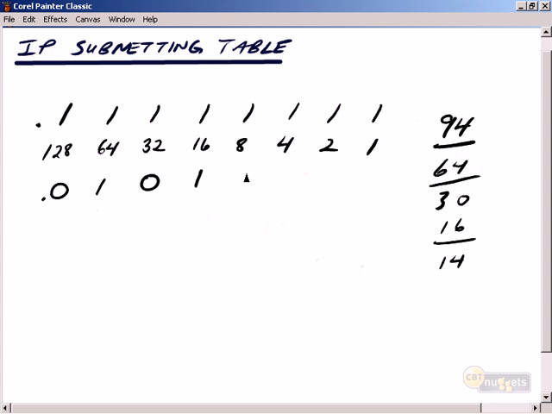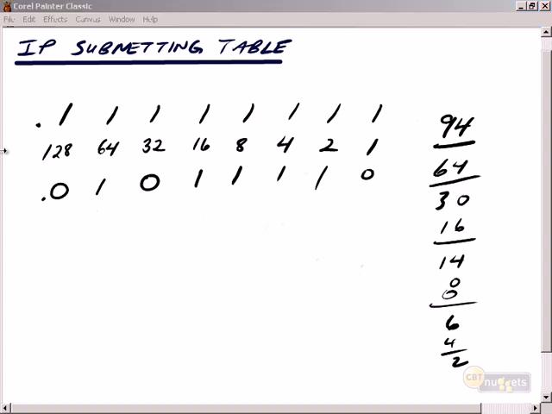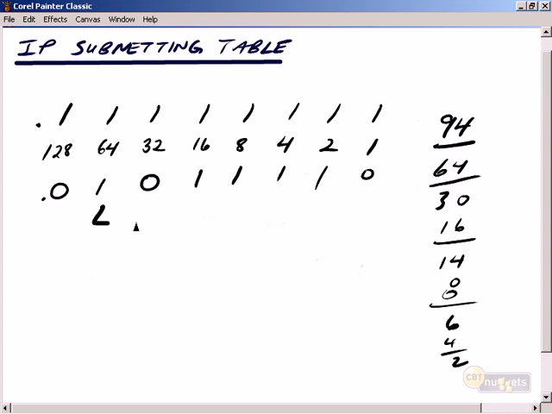Is 14 greater than 8? Certainly is. Turn that bit on, subtract 8, that gives us 6. Is 6 greater than 4? It sure is. Turn that bit on. Subtract 4, 2. Is 2 greater than or equal to 2? Yes, it is. On, off. So the correct answer would be 0, 1, 0, 1, 1, 1, 1, 0. Or look at it this way. 64 plus 16 is 80, plus 8 is 88, plus 4 is 92, plus 2 is 94.